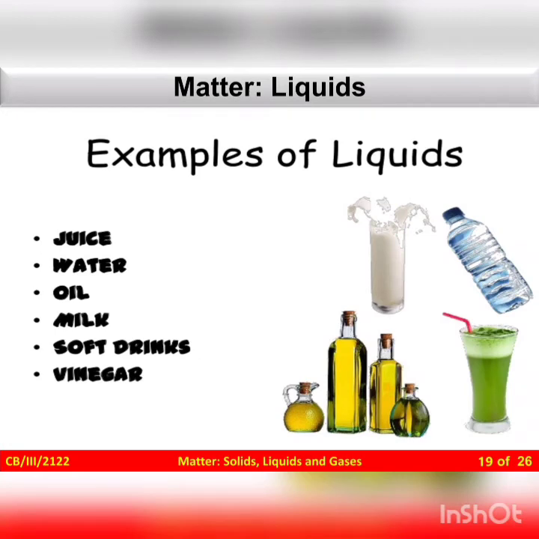Here are the examples of liquids: juice, water, oil, milk, soft drinks, and vinegar.